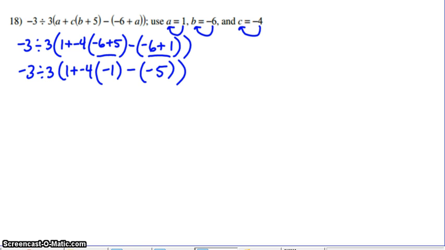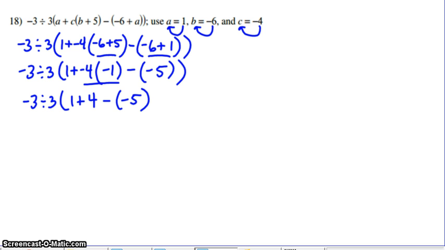Still working in the parentheses. Right here we have multiplication. Negative 4 times negative 1. Whenever there's not a sign in between parentheses, it's multiplication. So bring everything else down. 1 plus negative 4 times negative 1. Negative times a negative is positive, so I get positive 4.